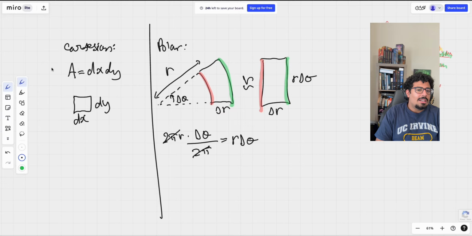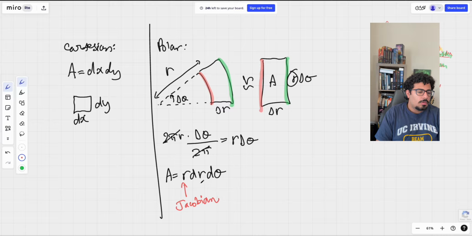And as delta r and delta theta approach 0, they become infinitesimal area elements. And so the area of this becomes r from here times dr times d theta. In this case, just as we found out before, this is the Jacobian. So when we shift integrals from Cartesian to the polar coordinates, we add an extra term of r in the integrand to signify this change of coordinates and to make sure that all of the area elements make sense.